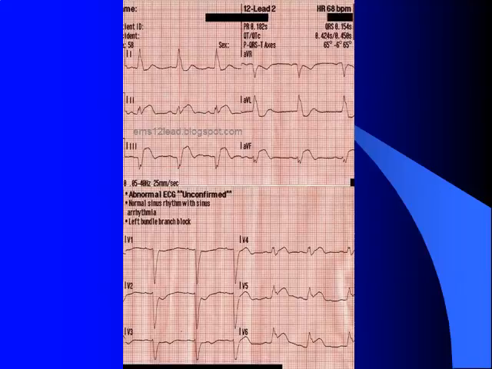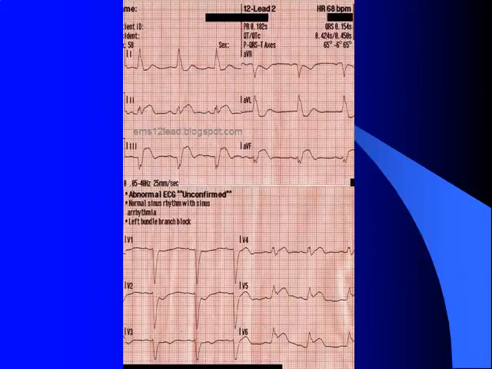Then we look at V1, V2, and V3, and we have a negatively deflected QRS with a negatively deflected ST segment greater than 1 millimeter, and this is worth 3 points. In lead 3, we have a negative QRS complex with greater than a 5 millimeter amplitude of ST segment, which is worth 2 points. So this is the spot-on example of an ST elevation MI in the presence of a left bundle branch block.